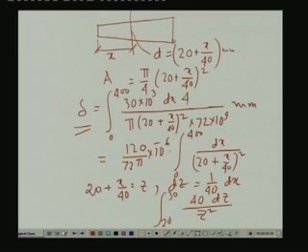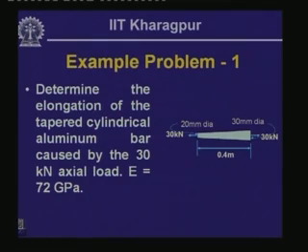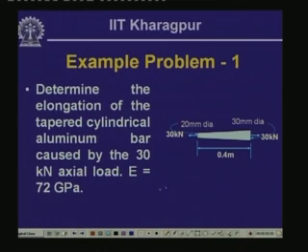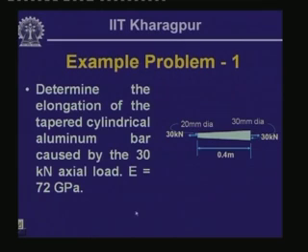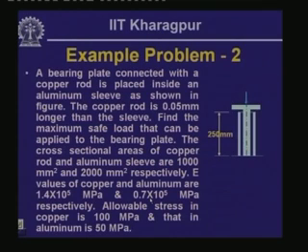So, for a member which is tapered, if we know the diameters at the two ends, we can compute how much is the elongation that the member will be undergoing. Hope you could compute this. Well, let us look into the next example, which is in terms of the indeterminate problem.